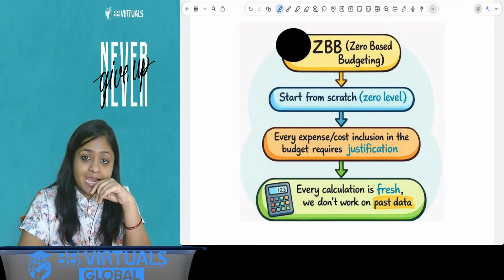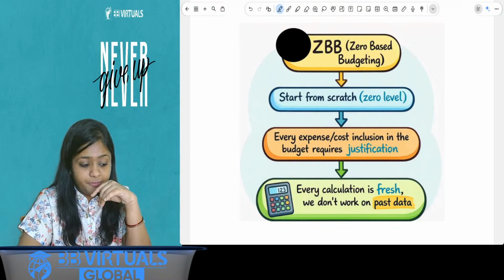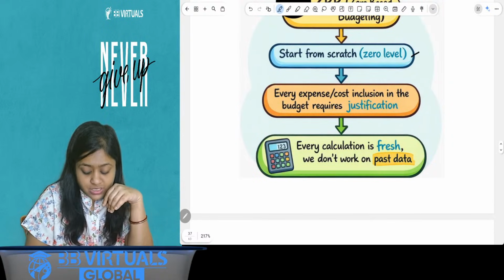No, we see the relevance, how much investment is really needed. Accordingly, we do that investment. Clear? Okay, so ZBB is starting from scratch, that is the zero level.